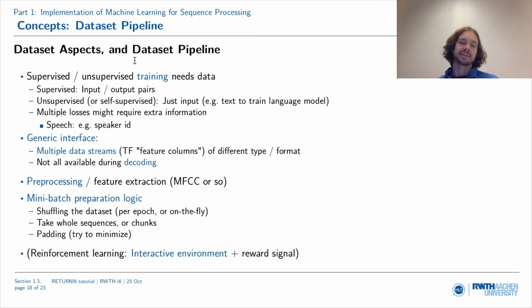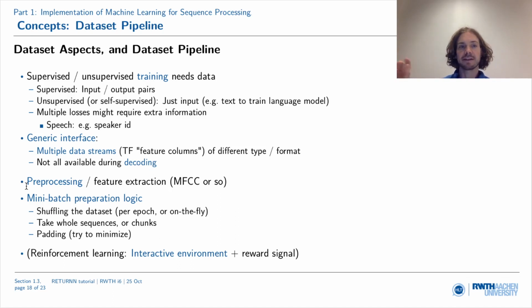Okay, now next important aspect, the dataset. This concept, of course, you need to have some data. For training, you would have supervised data, input-output pairs, or for unsupervised training or self-supervised training, just some input, like text to train a language model. And then there could be additional information data, like for speech, the speaker ID. A generic interface to generalize from that is to have multiple data streams. In TensorFlow, this is called feature columns, a similar idea. And these are of different types or formats. Also important, not all of these data streams are available at the decoding time.